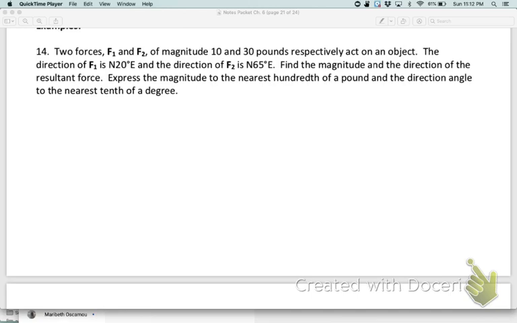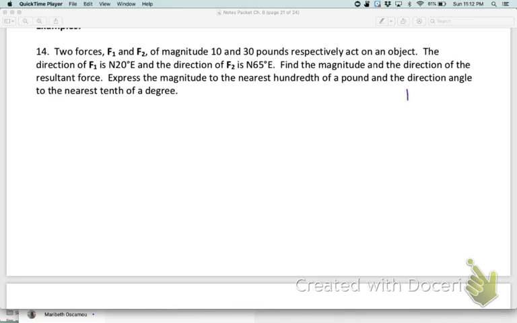Okay, so we need to come up with the vectors F1 and F2 first. Once I know what those vectors are, then we can add them together by adding their A's and adding their B's. So let's start with F1. Now, remember, if we sketch these bearings out, we might have to do a little bit of work to figure out what the angle is.